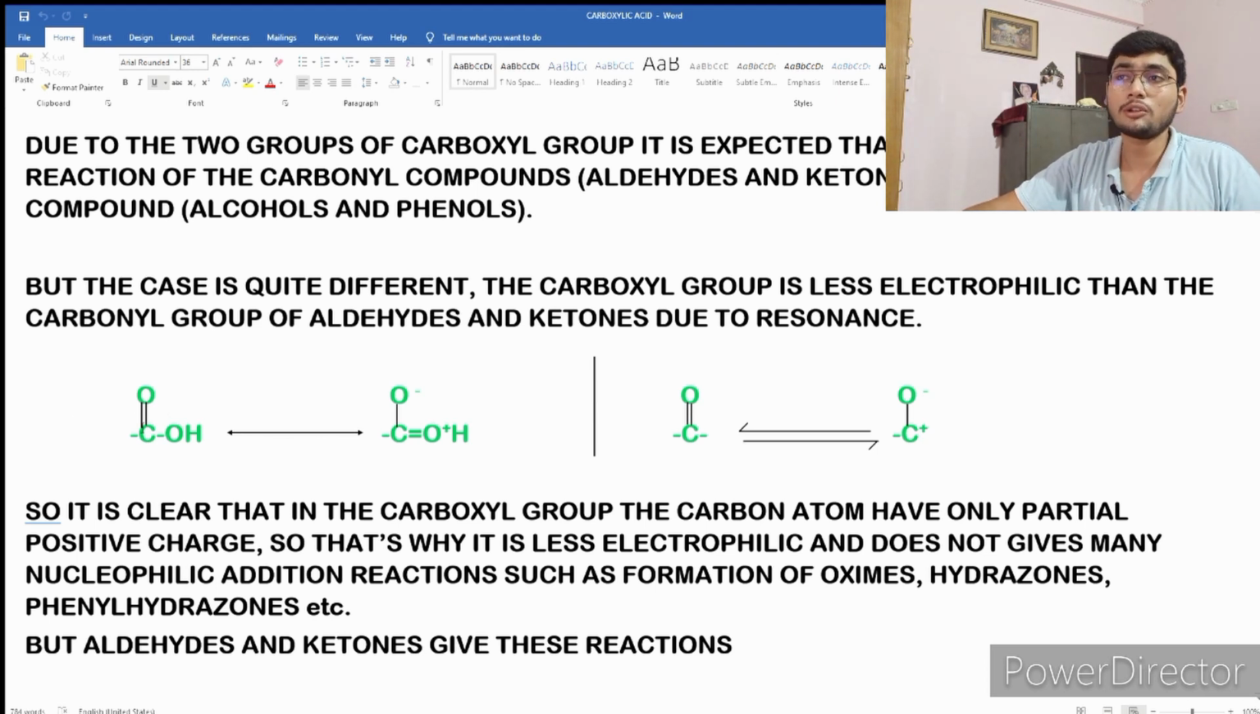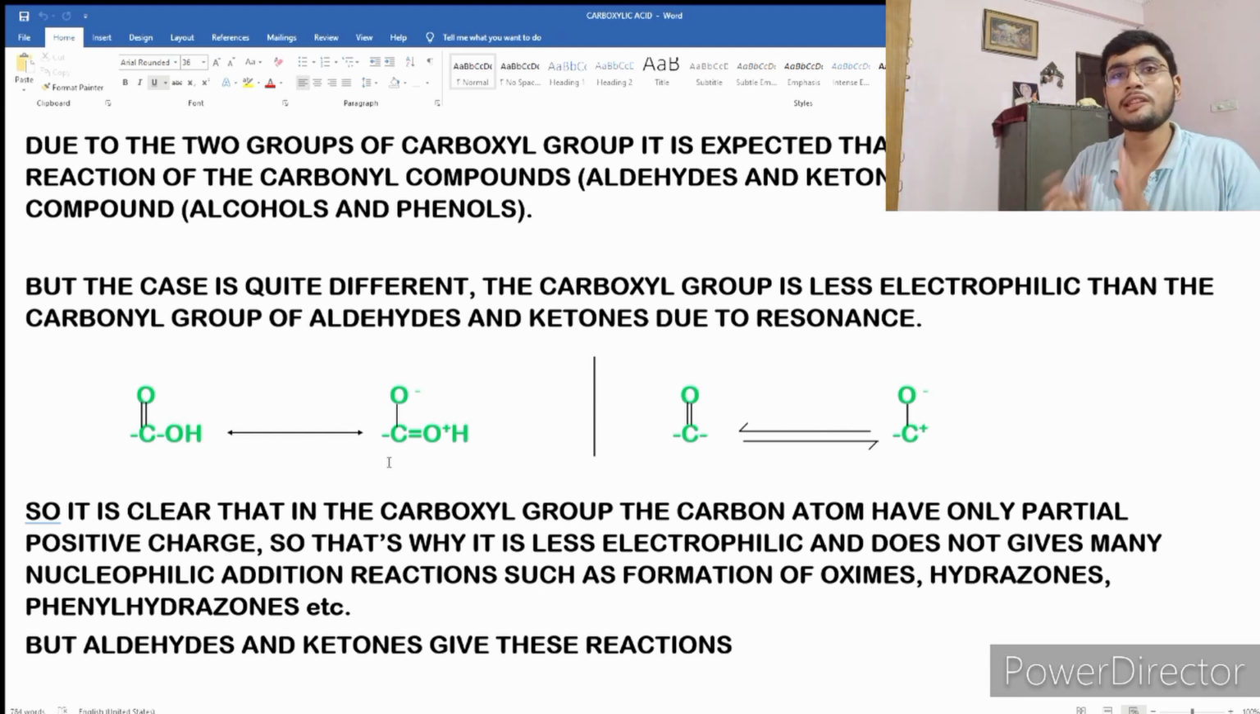But in case of carboxylic acid, or the carboxyl group, the carbon only has a partial positive charge due to resonance, because as soon as the carbon gets a positive charge, the oxygen of the hydroxyl group donates its lone pair to the carbon atom. So that's why the carbon has only partial positive charge. This means that the electrophilic nature of the carboxyl group is less as compared to the carbonyl group.